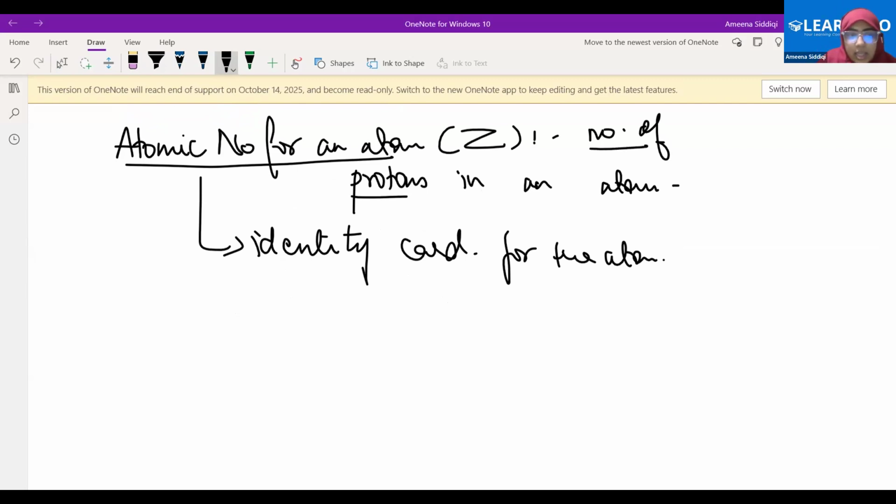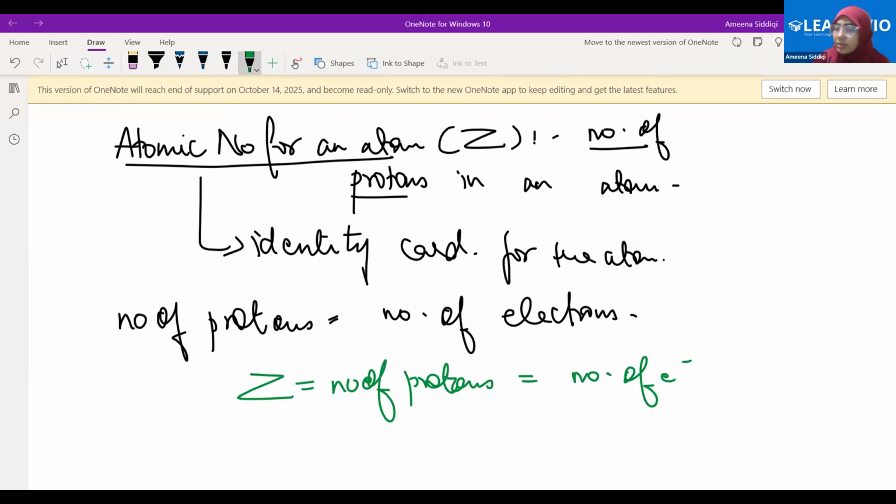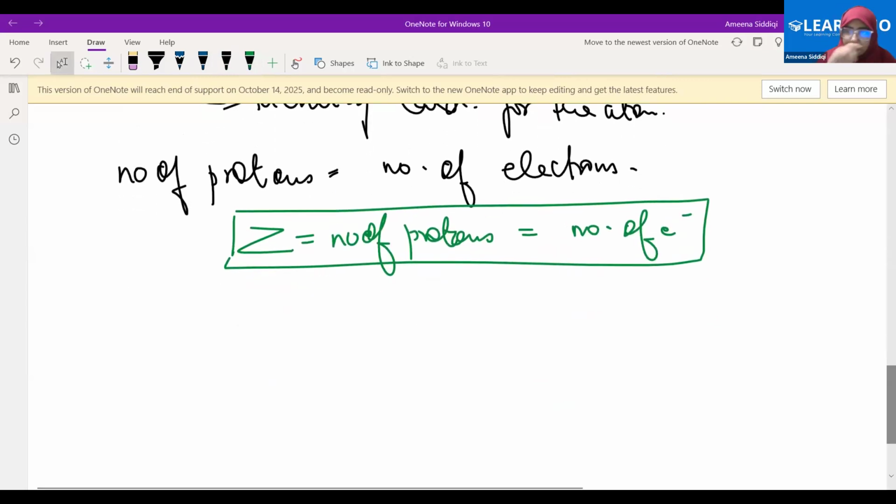Now see, do we not know that the number of protons in an atom should be equal to the number of electrons, right? Yes or no? Therefore, I can say it like this. Please pay attention. Z equals the number of protons, which is further equal to the number of electrons. We represent the electron like this, e with a negative charge. Is this understood by all of you? Yes. Fine. Suleiman, clear?